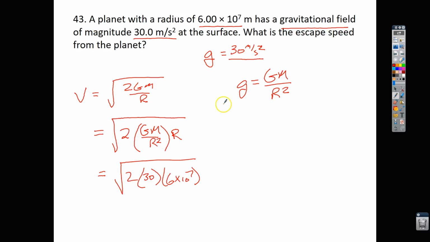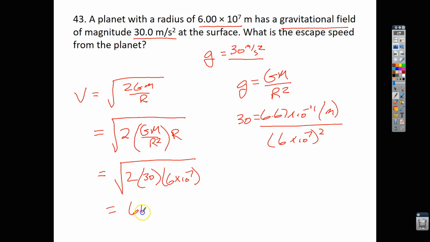One thing that we could have done was plug 30 in here, plug in 6.67 times 10 to the negative 11th, put M on the outside, and then take our radius, which is 6 times 10 to the 7th, and square it. We could have found the mass that way and then plugged it into the original equation. Either way you go, you would be fine. When you're done, you're going to end up with about 60,000 meters per second, or 60 kilometers per second.